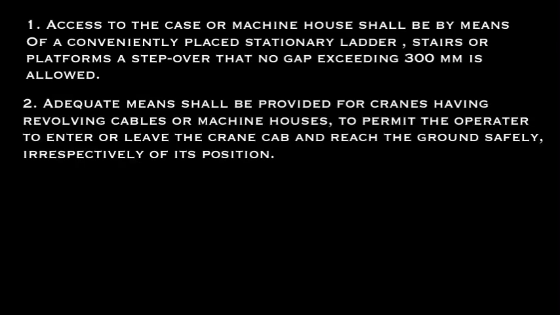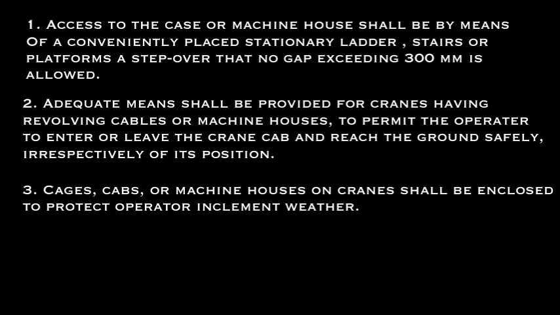Cranes. Access to the cab or machine house shall be by means of conveniently placed stationary ladder, stairs, or platforms requiring a step over that no gap exceeding 300 mm is allowed. Adequate means shall be provided for cranes having revolving cabs or machine houses to permit the operator to enter or leave the crane cab and reach the ground safely, irrespective of its position.